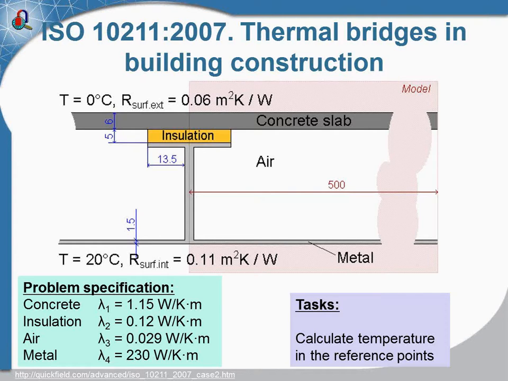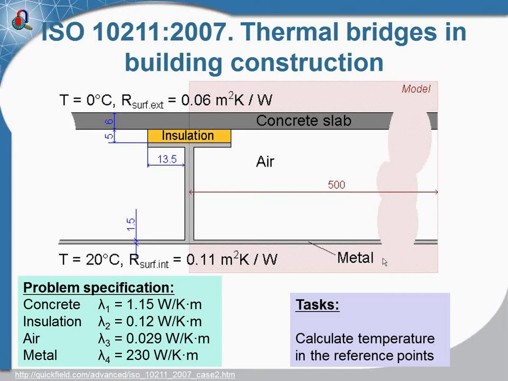The first example is the verification example against the ISO standard thermal bridges in building construction. This example represents the concrete slab laid on the steel frame, and the frame and the slab are in contact through the insulating plate. So this is some kind of the roof element.